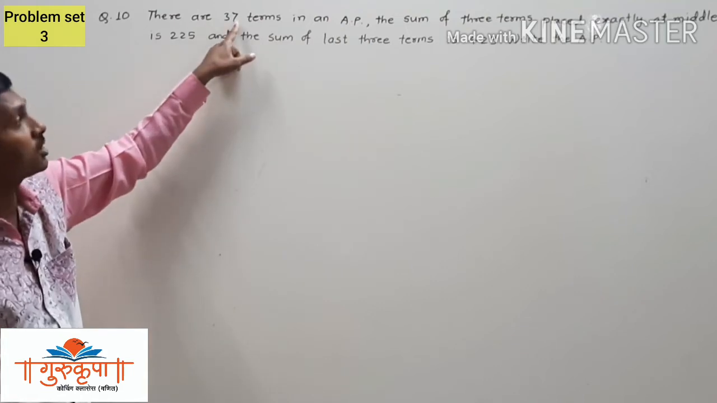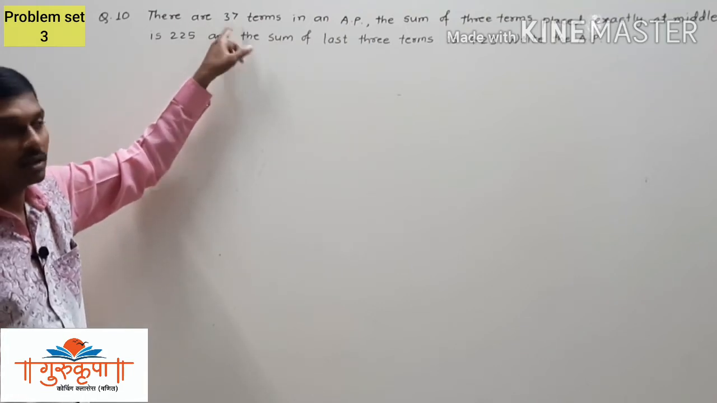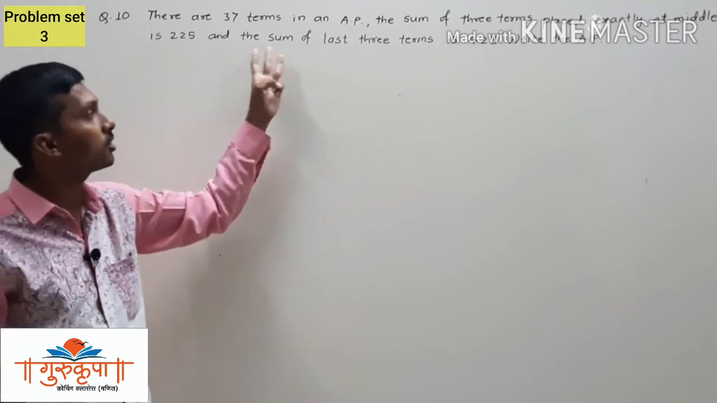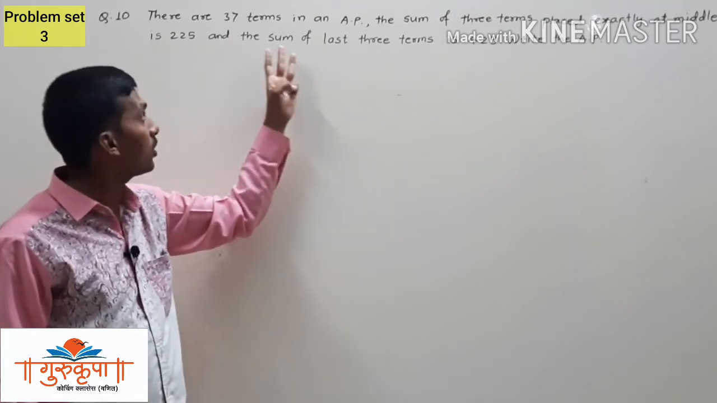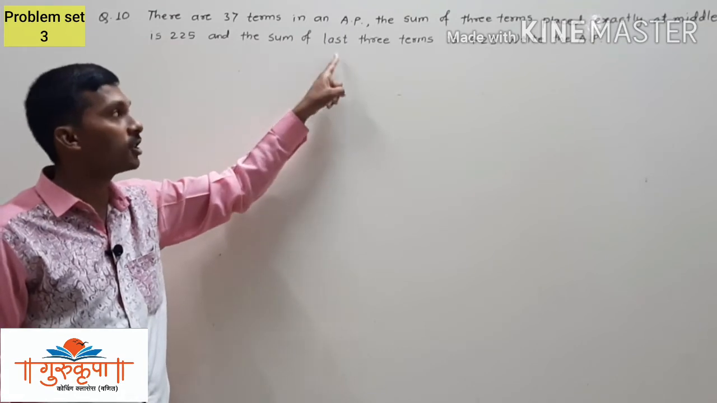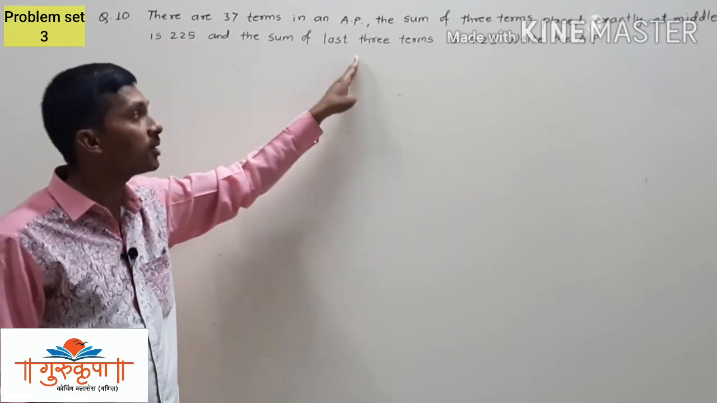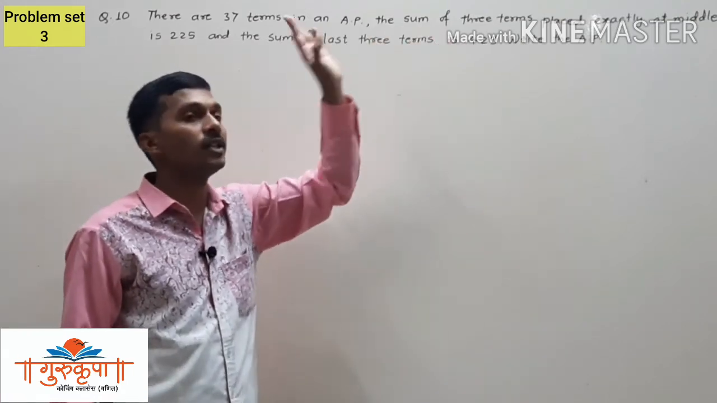Since there are 37 terms, 35, 36 and 37 are the three last terms. Sum of the three last terms, that is T35 plus T36 plus T37, is equal to 429.